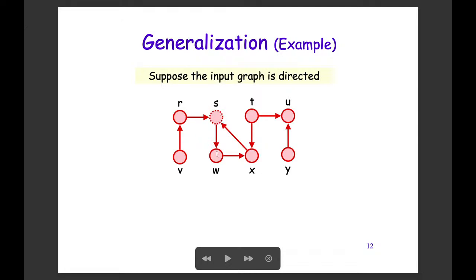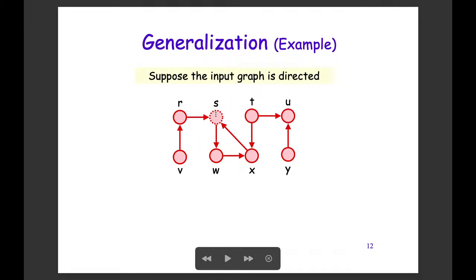So S will then visit W, and W will visit X. Now for X, we will see that there is an arrow here, but it is pointing to something that is already visited. And X doesn't have any other neighbor to go to. So in that case, X will be done, go back, W will be done, go back, and then here S, you don't have any new neighbors to visit, so S will be done.